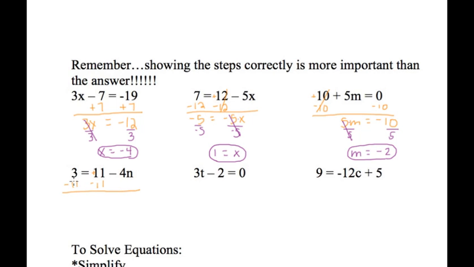3 and negative 11, think money, $3. I lose 11, I'm now 8 in the hole. This is gone. Negative 4n. I want to undo timesing by negative 4, so I'll divide both sides by negative 4. n equals negative 8 divided by negative 4, and negative divided by a negative is a positive 2. n equals 2, or 2 equals n.